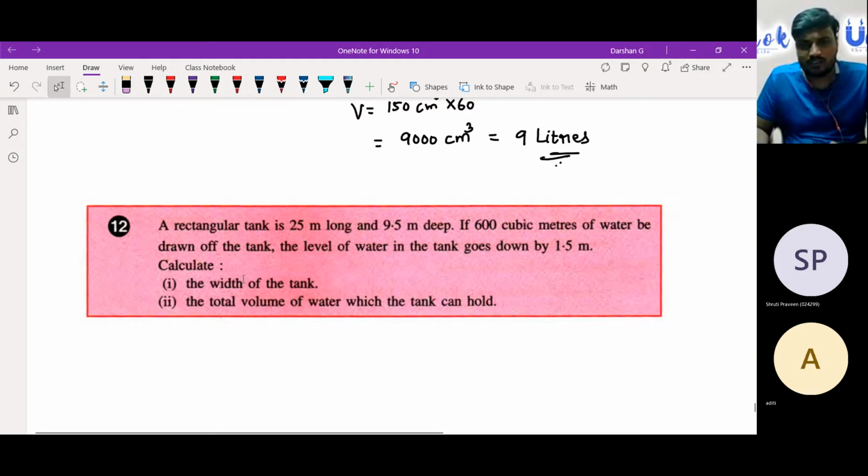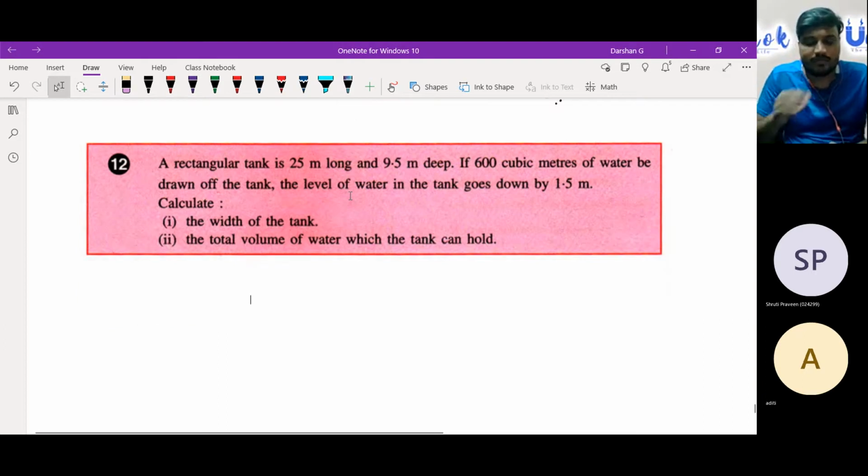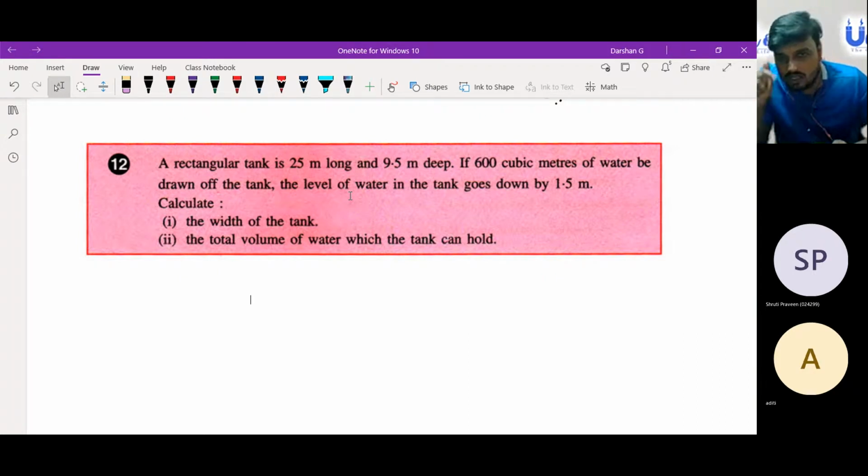So this would be the final question for this chapter. Surface area and volume. A rectangular tank is 25... This is also a very, very important and a very, very tricky question. A rectangular tank is 25 meters long. Okay, the length they are talking about. And 2.5 meters deep. So the depth also they've given us.